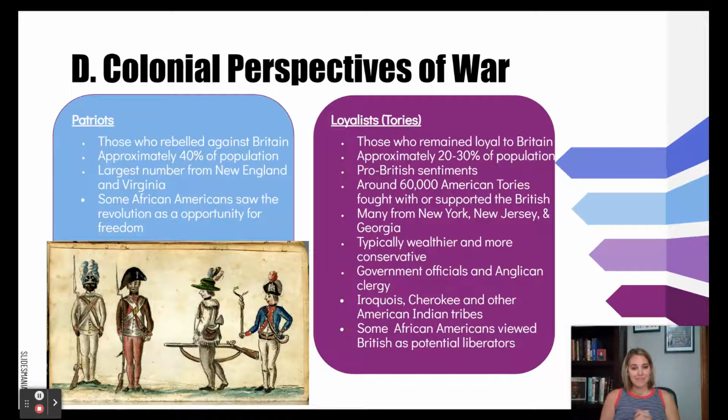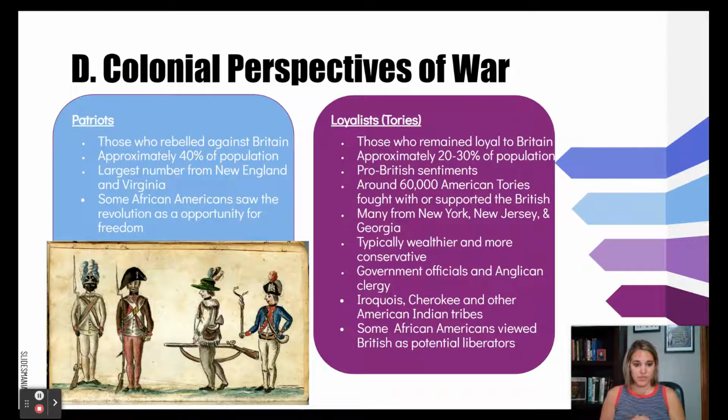So, last topic here. Shots have been fired. Independence has been declared. What are the perspectives of the colonists? Well, we have 2 major groups. We have the Patriots, we have the Loyalists. Patriots are going to be those who rebel against Britain and will be about 40% of the population, whereas Loyalists are going to remain loyal to Britain and will represent about 20 to 30% of the population. The rest of the population was neutral, undecided. And as you can see here on the list, it did kind of depend on your region, your job. There are a variety of factors that would have made a person a loyalist or a patriot.